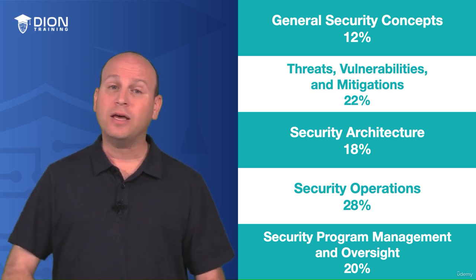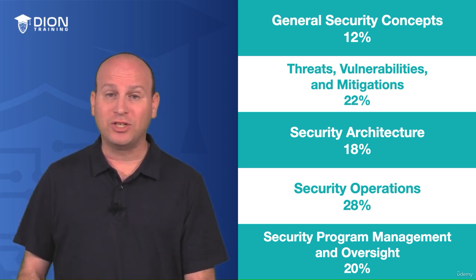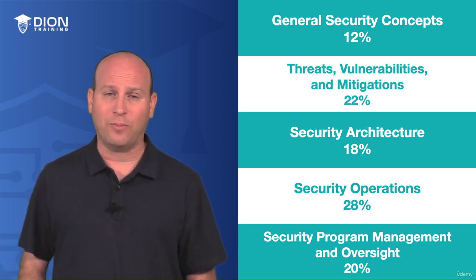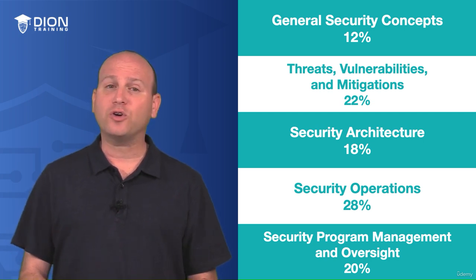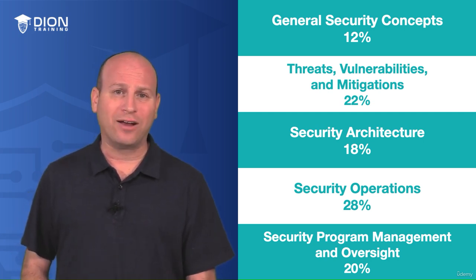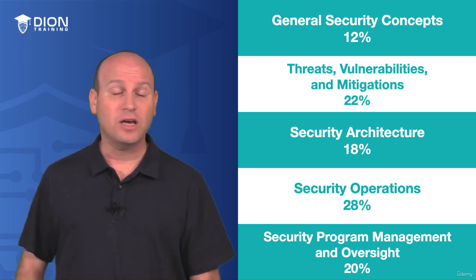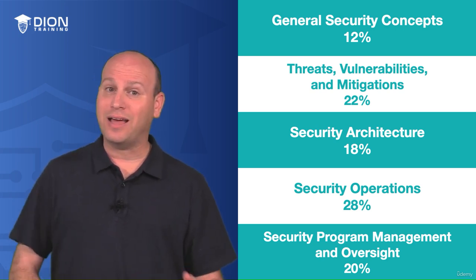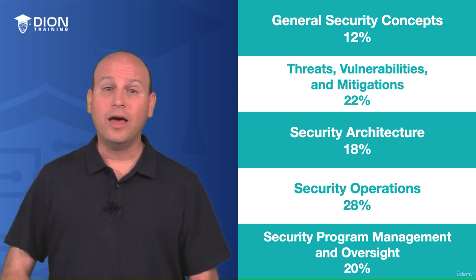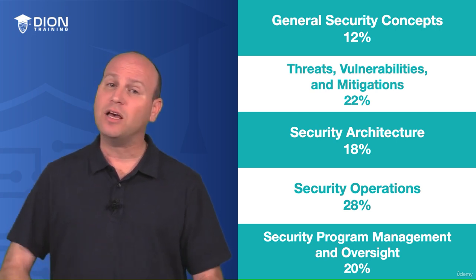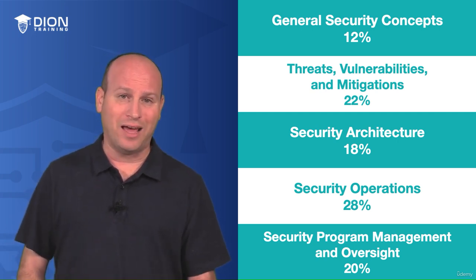The second domain is Threats, Vulnerabilities, and Mitigations, and it makes up 22% of your exam questions. This domain is focused on your ability to understand common threat actors and their motivations, to explain common threat vectors and attack surfaces, to explain types of vulnerabilities, to analyze indicators of malicious activity, and to explain the purpose of mitigation techniques that are used to secure your enterprise systems and networks.